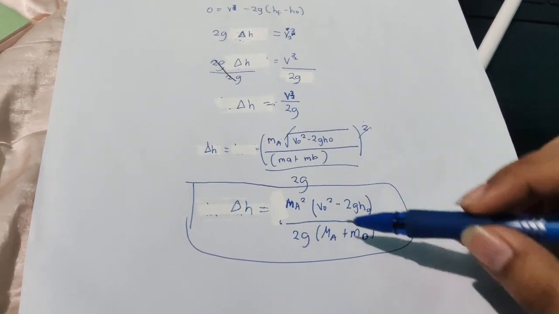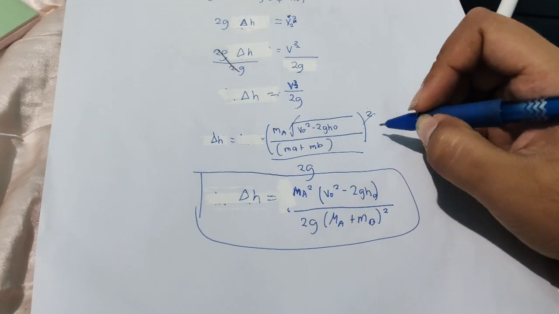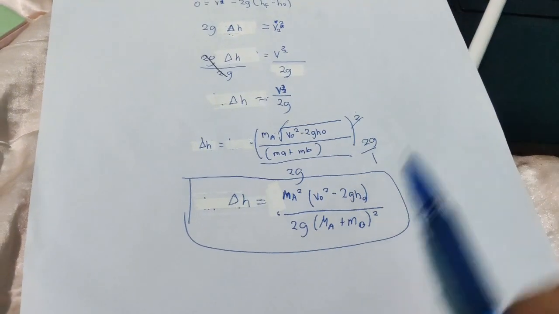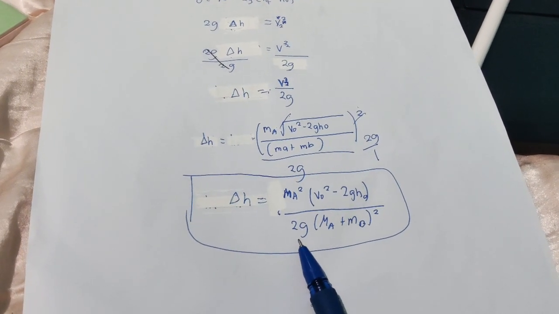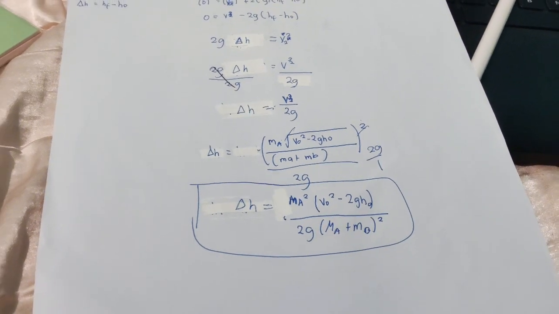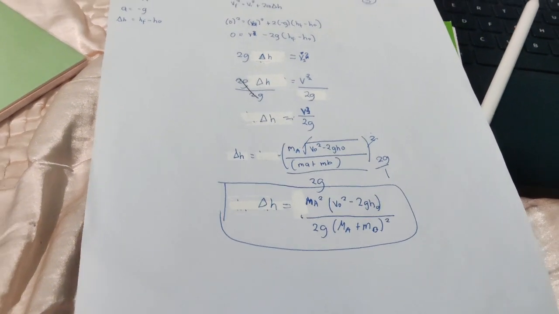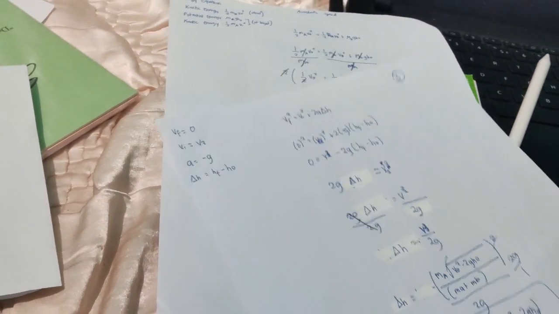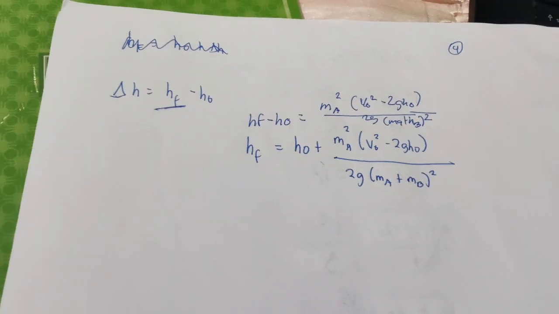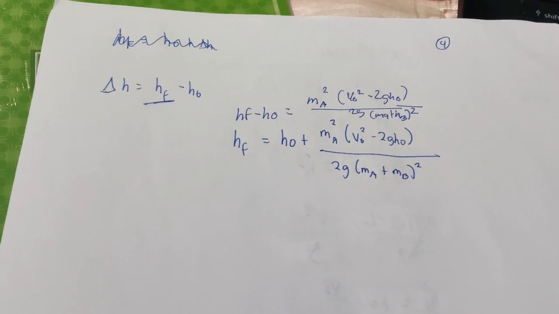And then what happened here, it became 2g because I took the reciprocal, so it becomes 2g over 1. So that's why it became 2g times m sub a plus m sub b squared. So this is how high they rise after catching. And then now we are going to find the total maximum height.